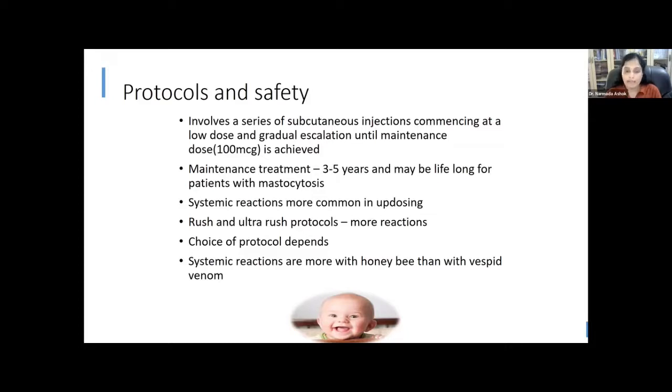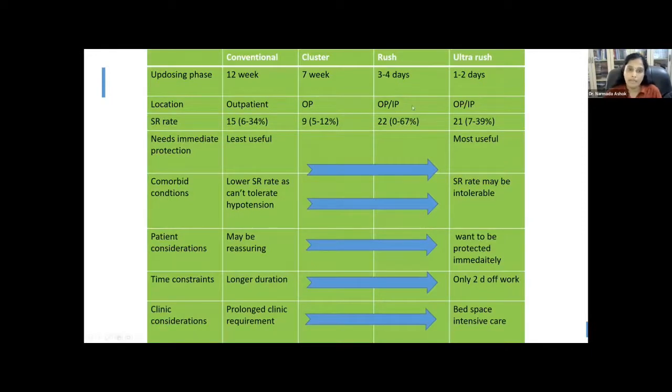There are 3 types of protocol, which we will discuss in the next slide, and systemic reactions are more common with honeybee venom than with wasp venom. So the conventional therapy takes about 12 weeks, whereas the cluster therapy, the cluster we do in a 7 weeks duration.